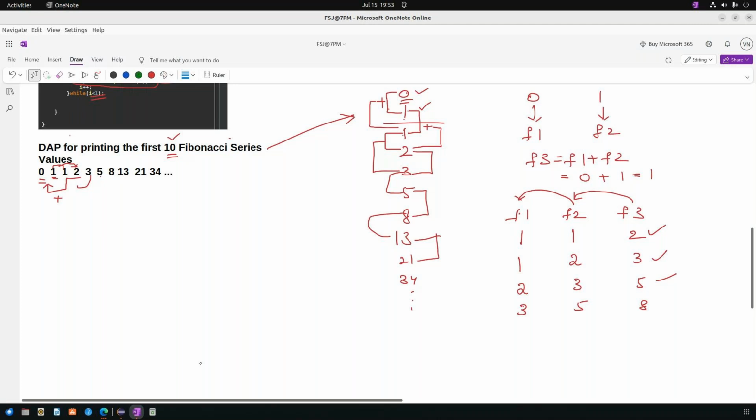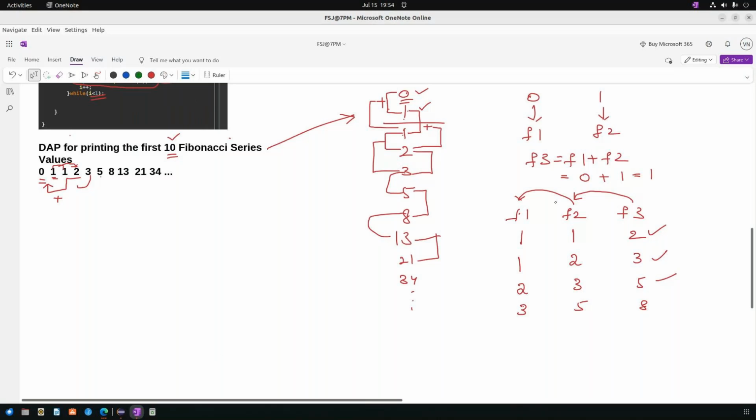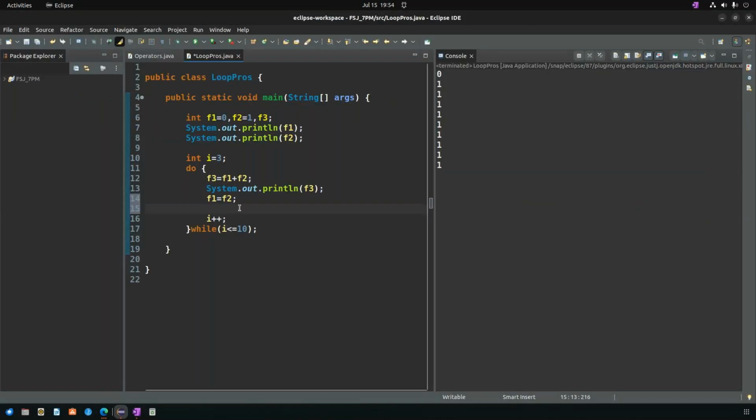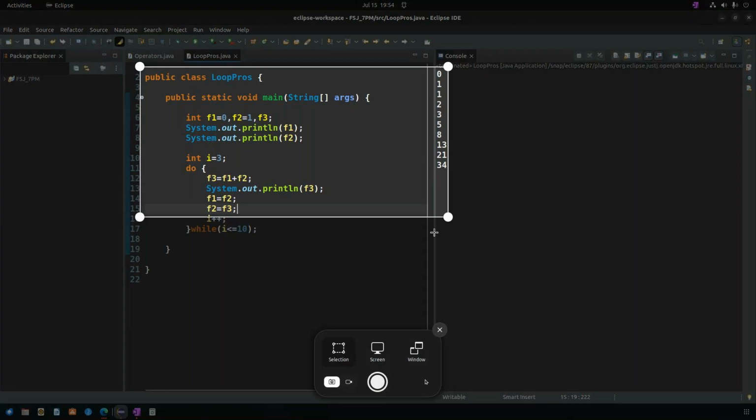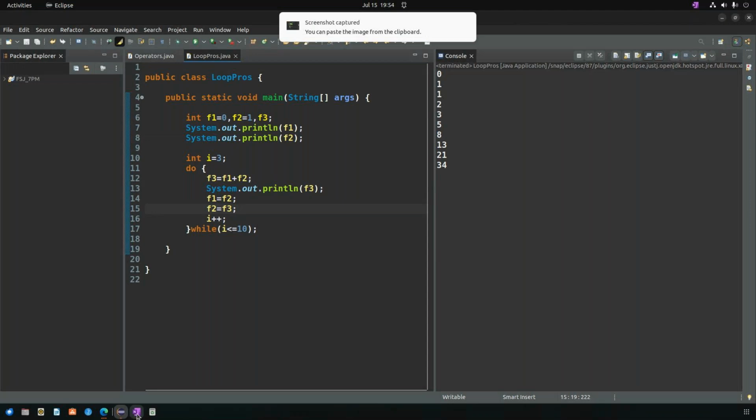So what do I do for swapping? Simply I will say F1 is equal to F2. So simply what you are doing here is, in F1 you are keeping the F2 value. In F2 you are keeping the F3 value, that's it. So F2 is equal to F3, that's it. Now simply run this. Now exactly whatever we want, we got. So how is this happening? Once again, I will just explain how this is happening.